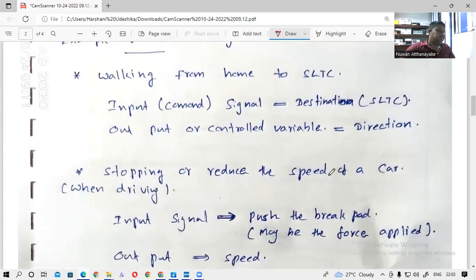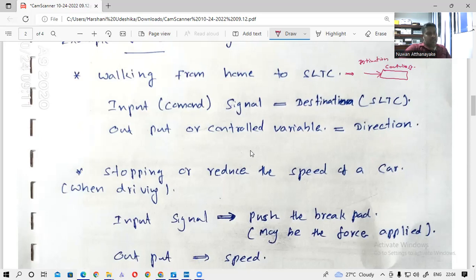Now say that we are walking from home to SLT. We have to have some control for that, so there should be a control system in our body. And we have to give an input to this control system. What is the input here? You can define it in many ways. The input may be the destination, the address or location.